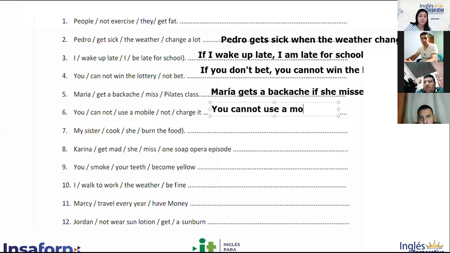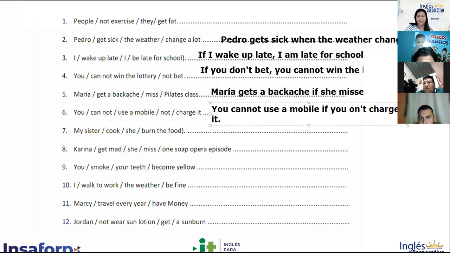You cannot use a mobile if you don't charge it. Bueno, no puede usar su teléfono móvil si no lo carga. If you don't charge it, si no lo carga.